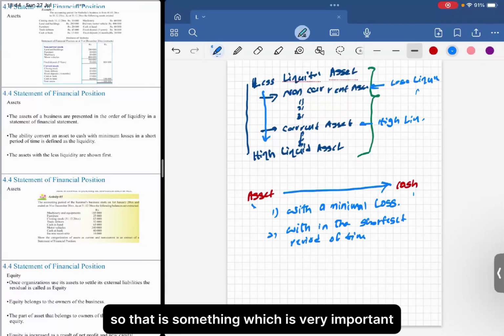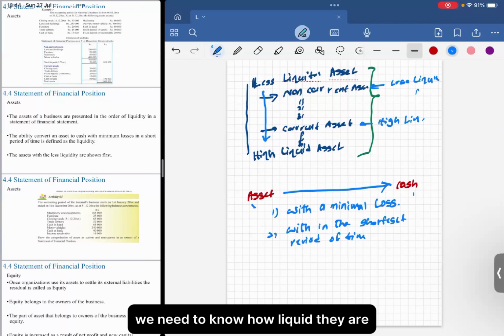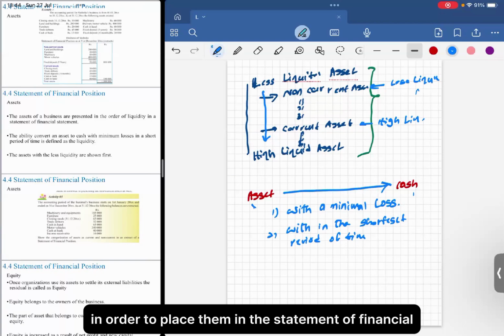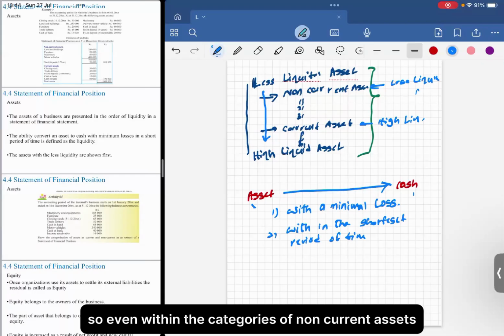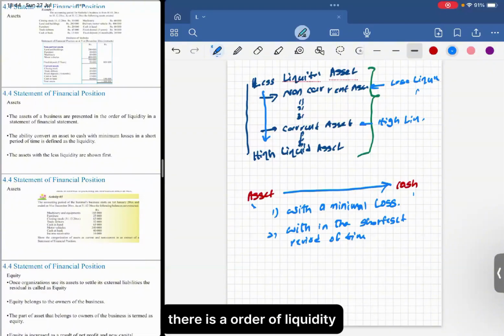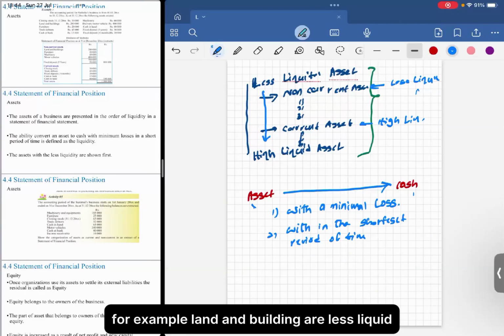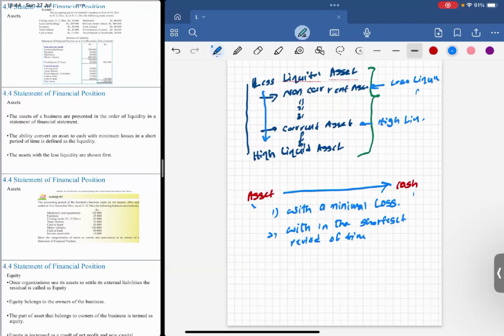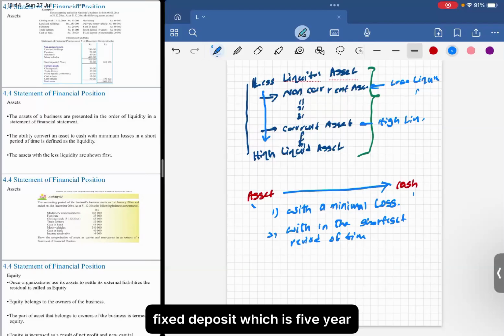That is very important when it comes to assets. We need to know how liquid they are in order to place them in the statement of financial position. First we place non-current assets, and then current assets. Even within non-current and current assets, there is an order of liquidity. For example, land and building are less liquid than motor vehicles, and motor vehicles are less liquid than something like a 5-year fixed deposit.